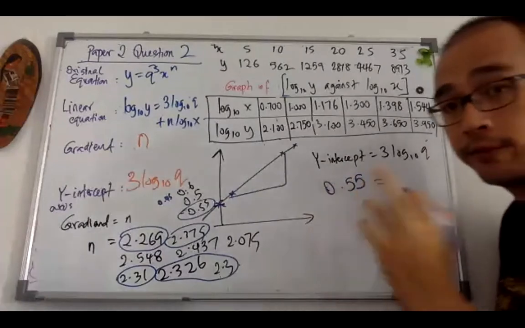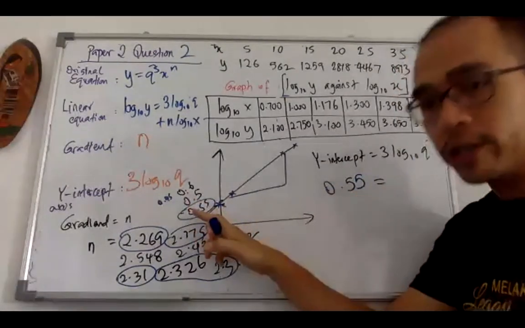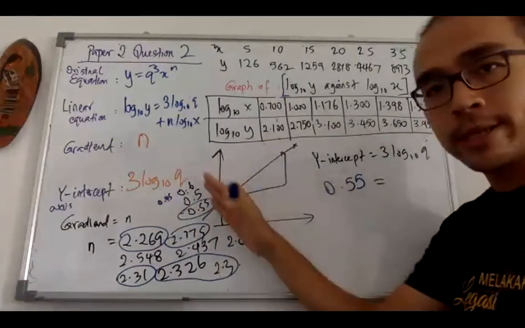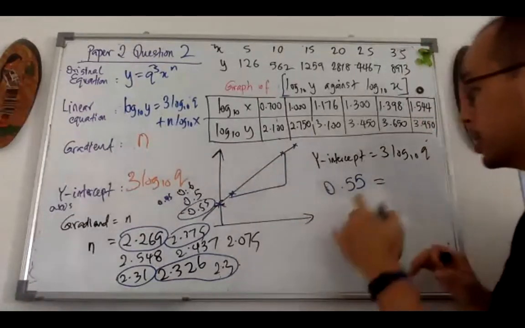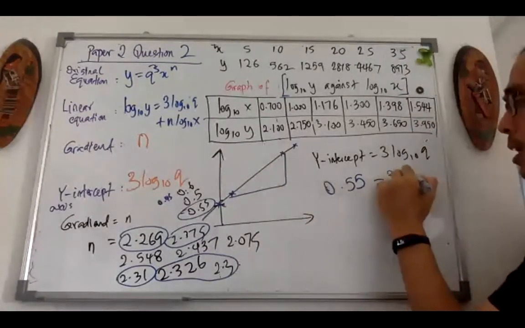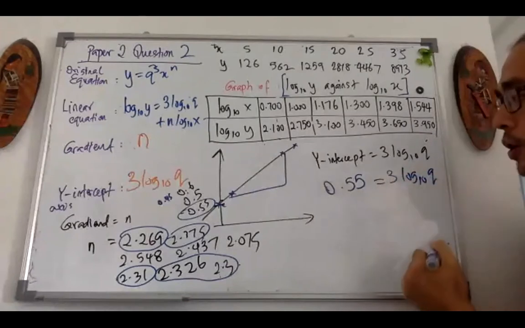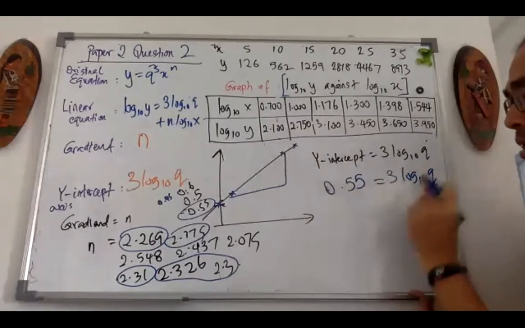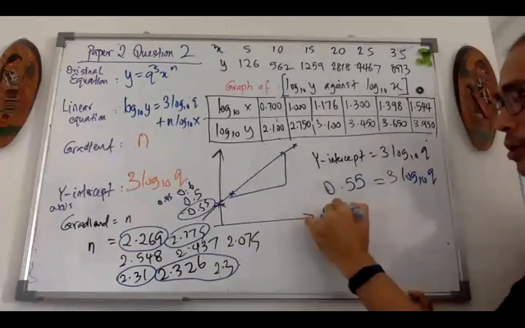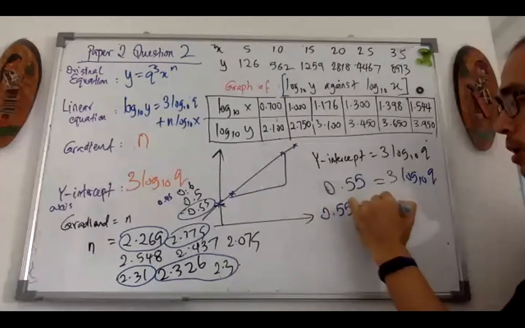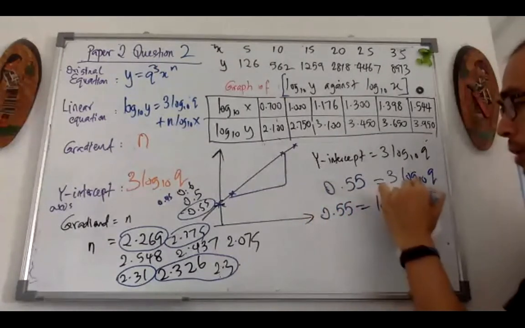Saya pakai ini ya. If you got 0.45, use 0.45. If you got 0.6, use 0.6. Jangan main salin saya punya sajalah. 0.55 equals to 3 log 10 q. Okay, how am I going to change this? First of all, we need to bring the 3 back up. So 0.55 equals to log 10 q to the power of 3.